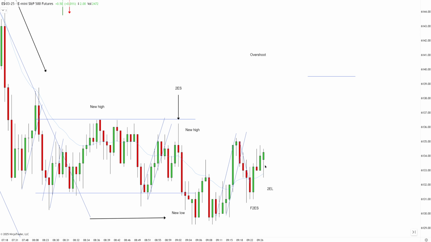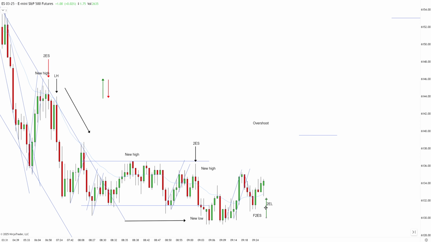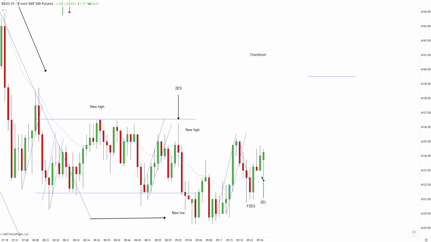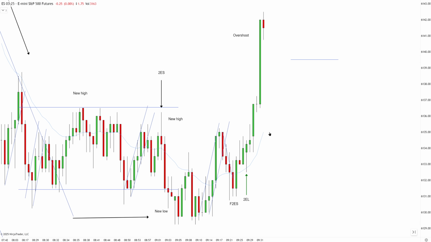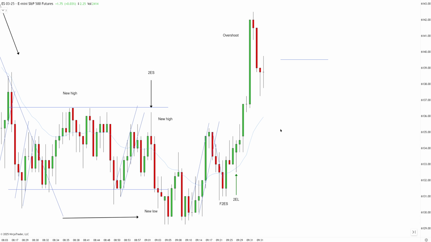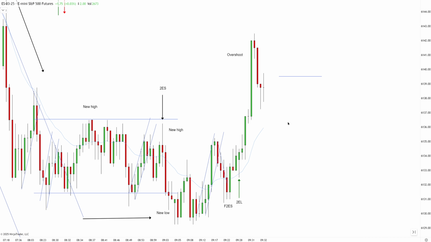the failed second entry short, because the traders who bought the failed second entry short, the buyers that are still in the market, is a great high probability setup: second entry long combined with the failed second entry short. EMA keeps holding, uptrend is new high, and what a massive momentum working high. This was the trade of the day. Quick push to the upside.